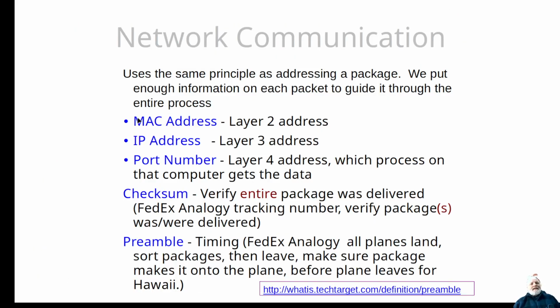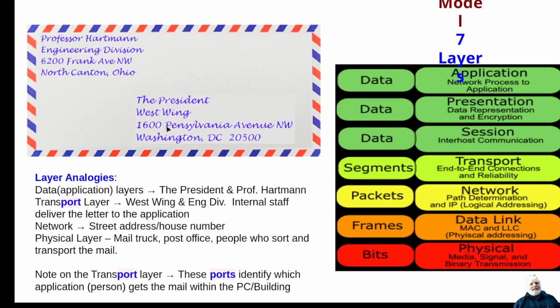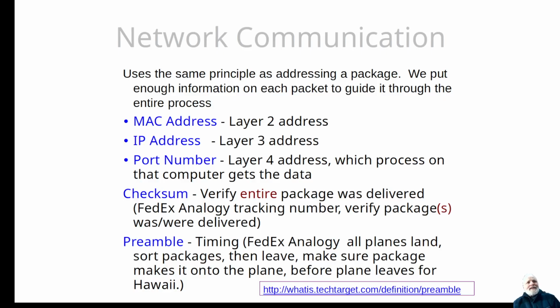So we have the physical address, which is kind of the MAC address. I guess maybe you could think of that as like the physical post office in Washington and here in North Canton. You could kind of think of that as the physical address. This is where we have the trucks and the mail sorters and the staff who receive the mail and sort it and deliver it and all that.